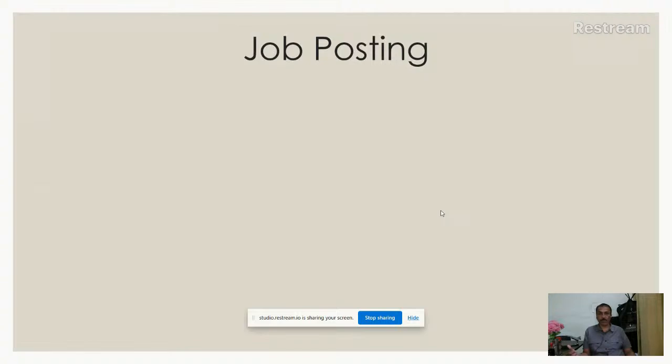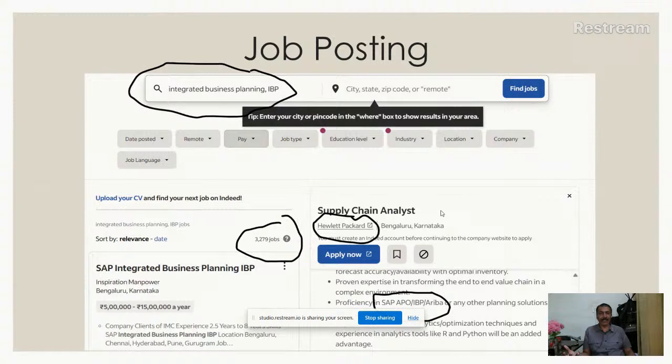As far as job postings are concerned, there are a lot of requirements. I was just googling on Indeed. I put in integrated business planning IBP, and you can see the number of job postings comes to 3279 jobs. It's much higher, mainly in manufacturing organizations and other global MNCs. They look for candidates with this knowledge.